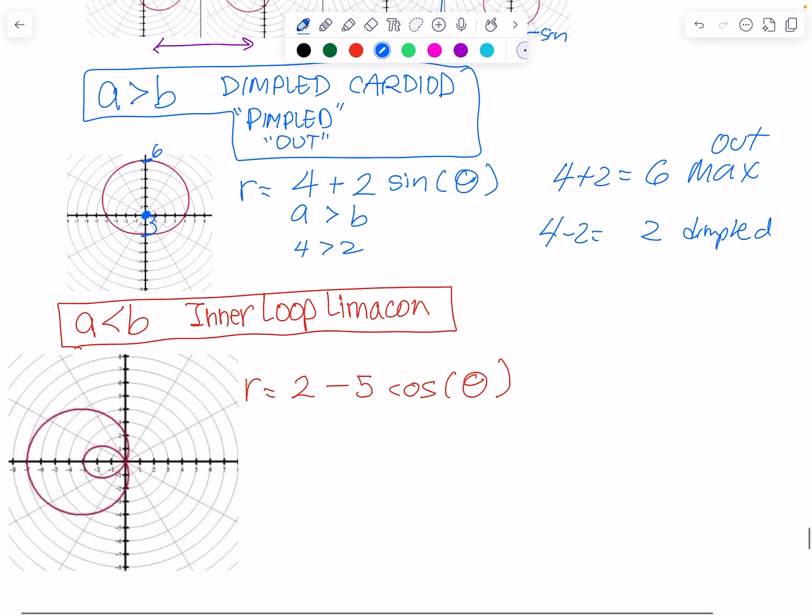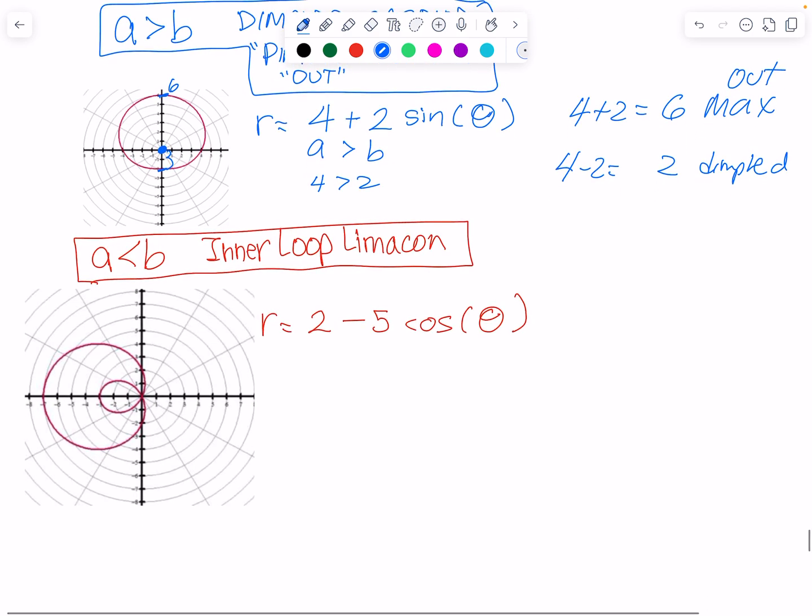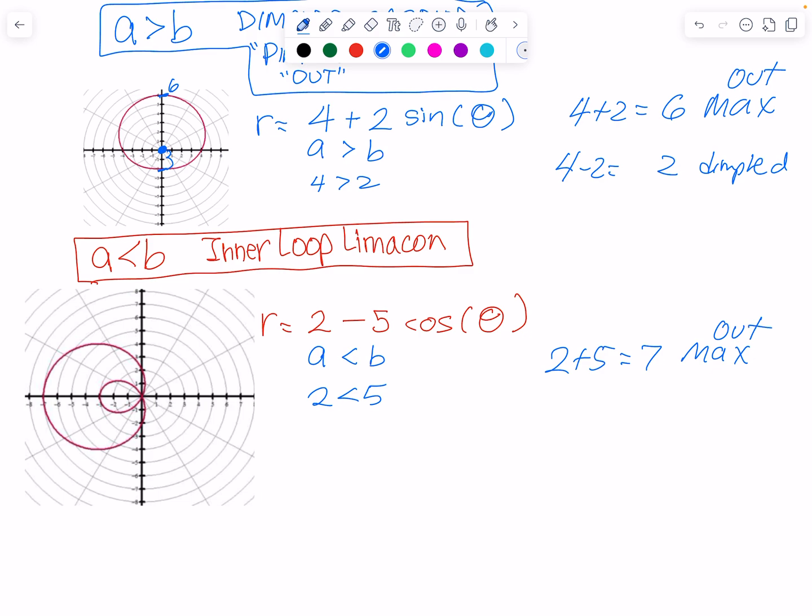Now, the inner loop limaçon, just like we did in the question above, this is when the A is less than B. So 2 is less than 5. So like we did before, what you do is 2 plus 5, which is 7. That's the max. That's the out. So as you can see here, we have it out at 7, but why is it -7? Because remember, like I said above, when you have a negative cosine, it's on the left.